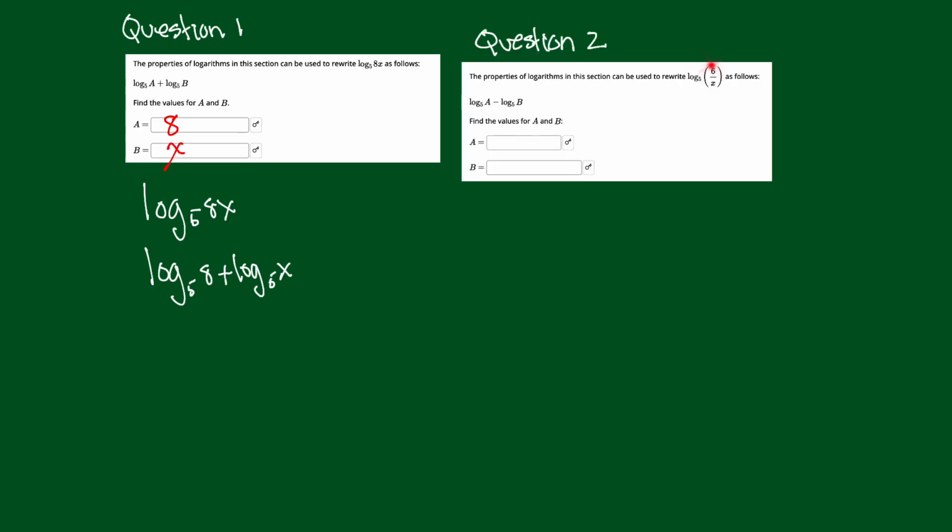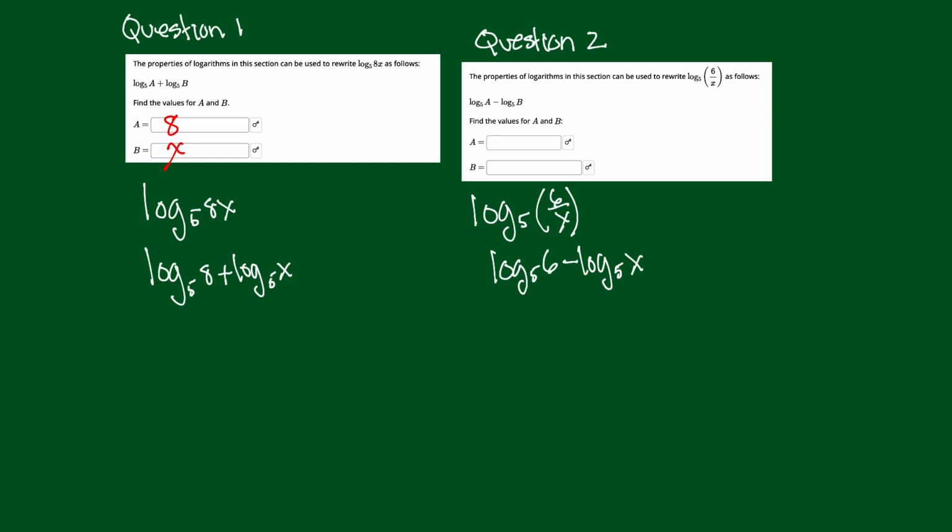Question 2, let's expand this log base 5 of 6 over x. I'll write it bigger. Log base 5 of 6 over x. We'll expand it using the properties of logarithms, and that will help us to find a and b, those arguments. So let's do this. This is going to become the log base 5 of the numerator minus the log base 5 of the denominator.